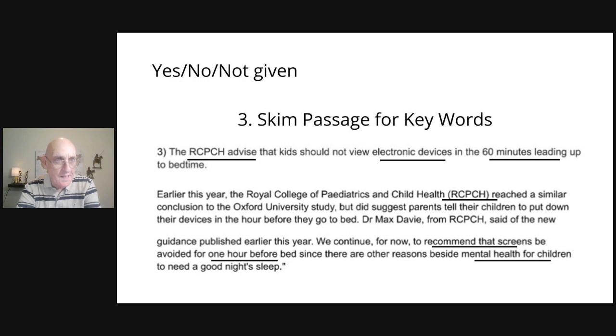And in our passage, instead of the word advise, we see a synonym that says recommend, that kids should not view. Kids is just another word for teenager. 60 minutes leading up to bedtime, and recommend that screens be avoided for 1 hour before bedtime. So does this agree? Does it agree with the viewpoint of the passage? Yes, it does. And we can clearly see the agreement. And so we know the answer is yes.